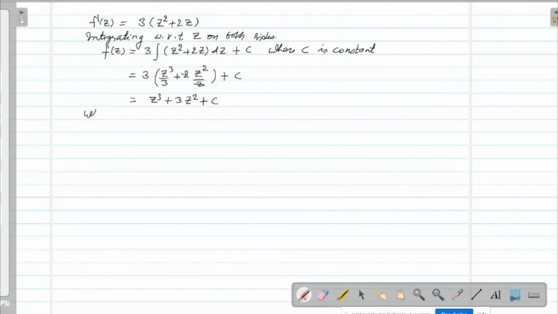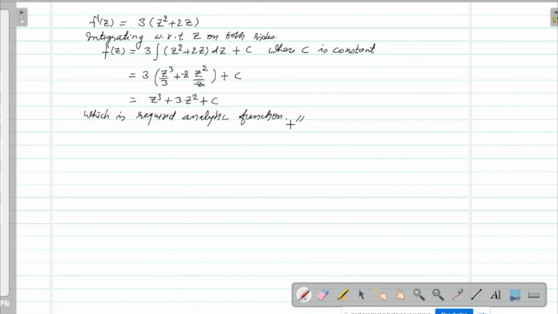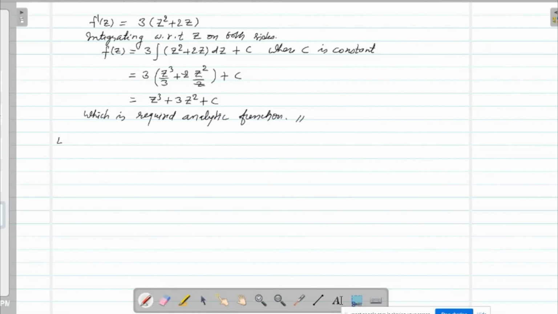I hope you understood how to find the analytic function if the real part is given. Yes or no, you got it? Students, you got it, how to find? Yes, sir. Next example.